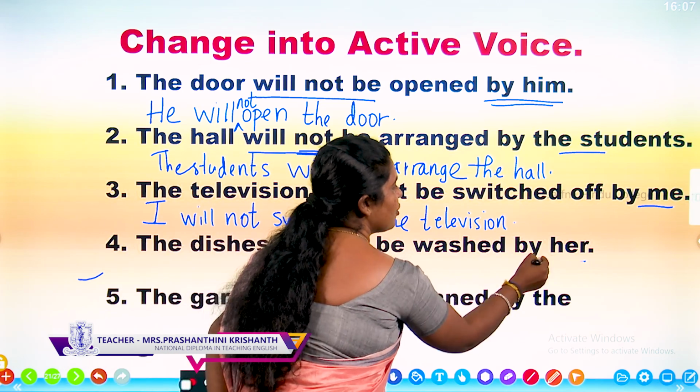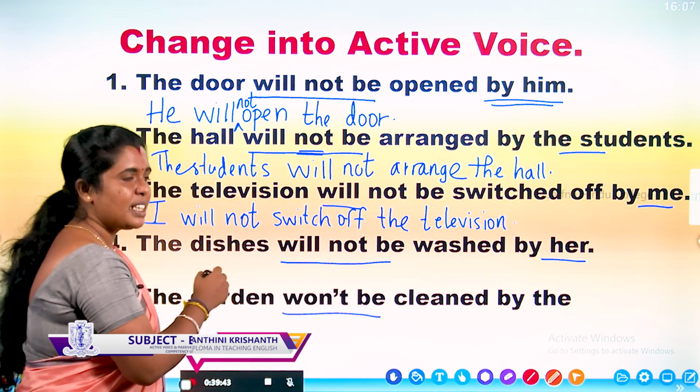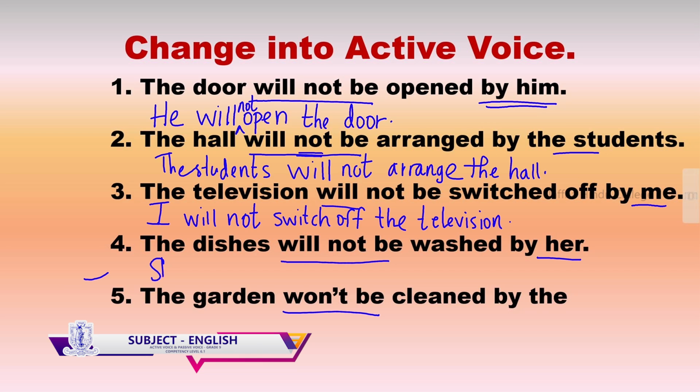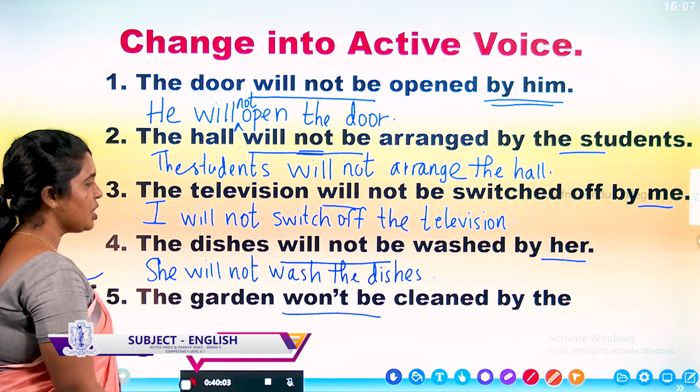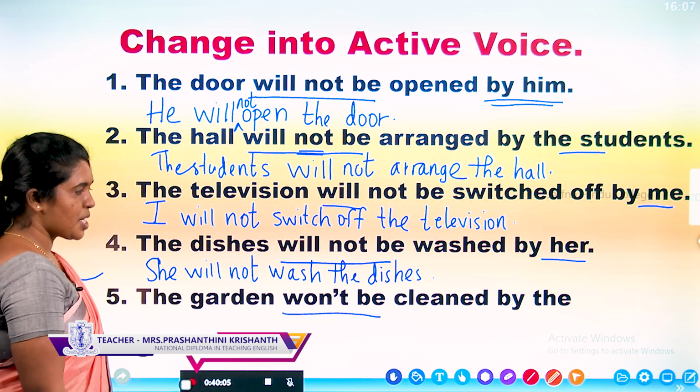Number 4, the dishes will not be washed by her. So her means we have to take this as the subject, she. She will not. What is the main verb? Wash. What is the object? The dishes. Will not wash the dishes. Right?